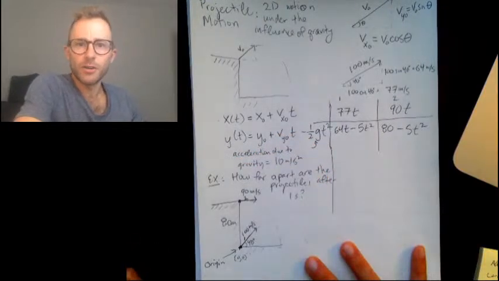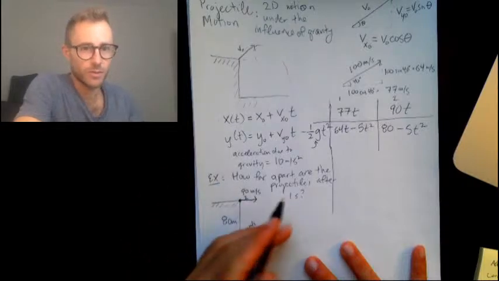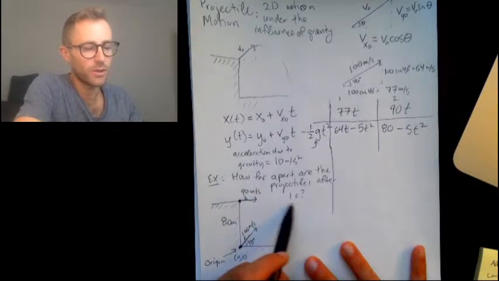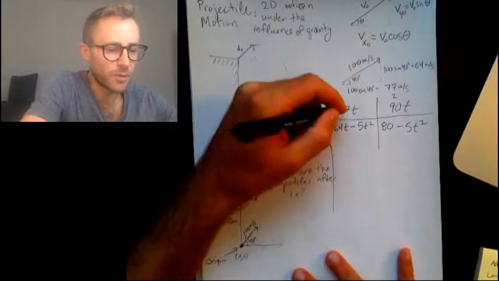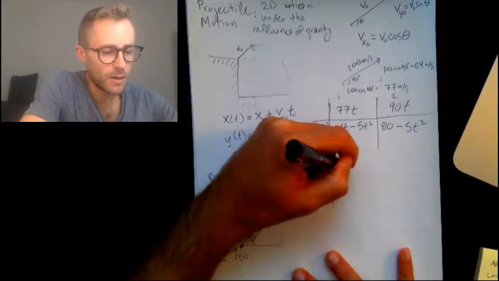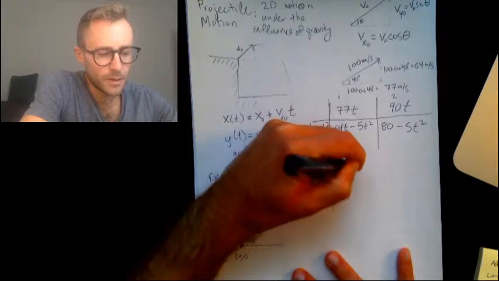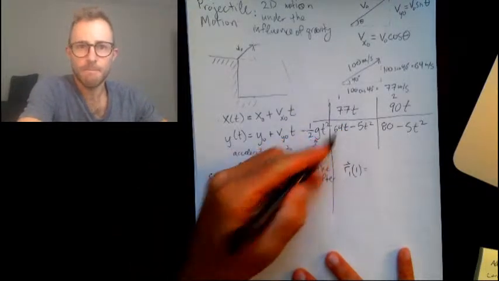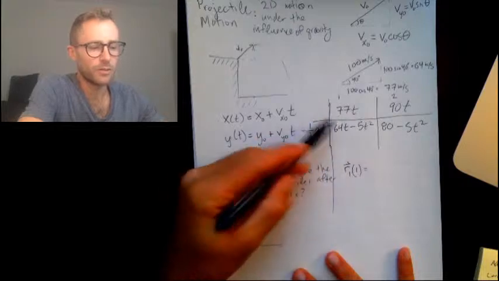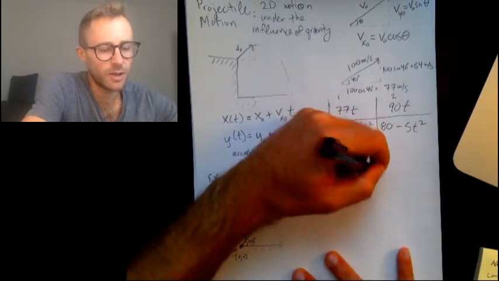So now what we want to do is figure out what the positions are at 1 second, because I'm trying to figure out how far apart they are after 1 second. Okay? So I'm going to plug in 1 second here into these equations. All right? So if I plug in 1 second, the first projectile is going to be 77i.